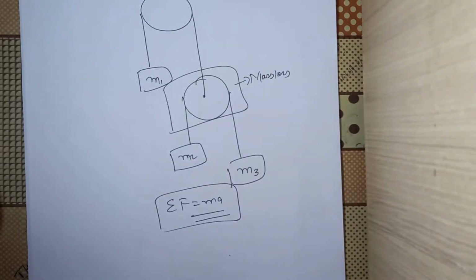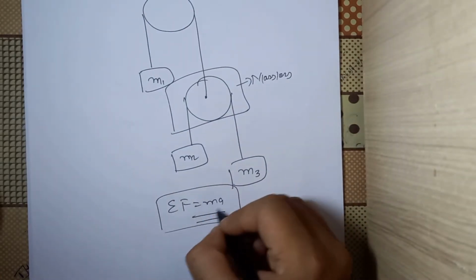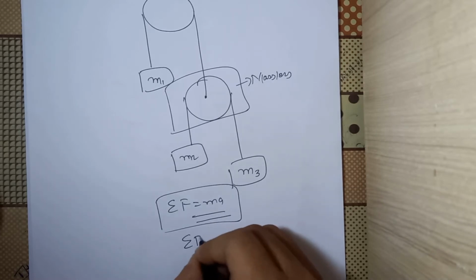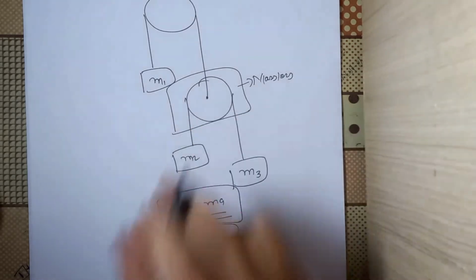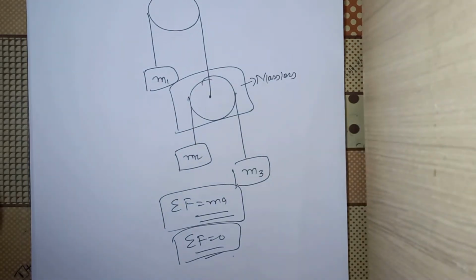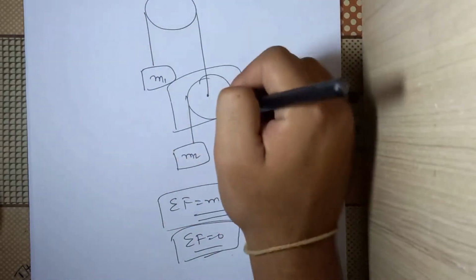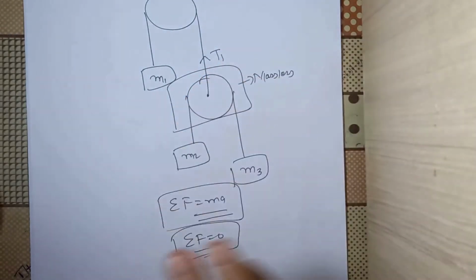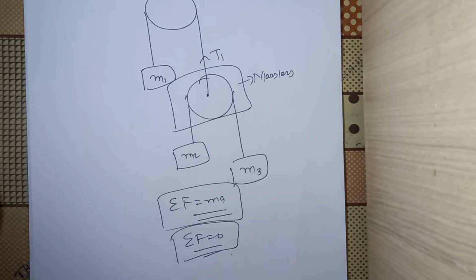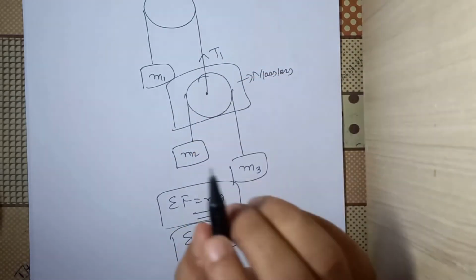So for this pulley also, if we apply sigma F equal to ma, we can see that mass will become 0. That means sigma F is equal to 0. So in a massless pulley, net force across that pulley has to be 0. What does that mean? Let us say that in this rope, I assume the tension to be T1. I think that now you have a very good idea from the everyday video that why this tension on this pulley will be upwards.